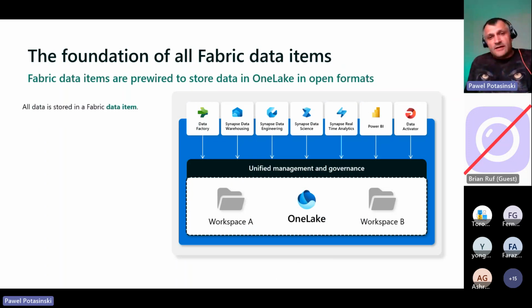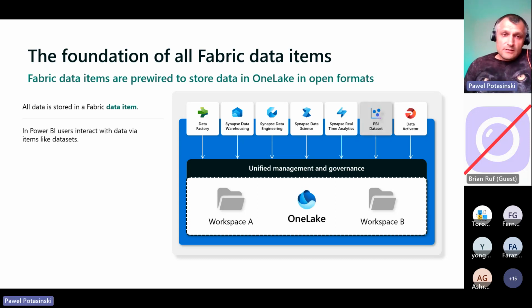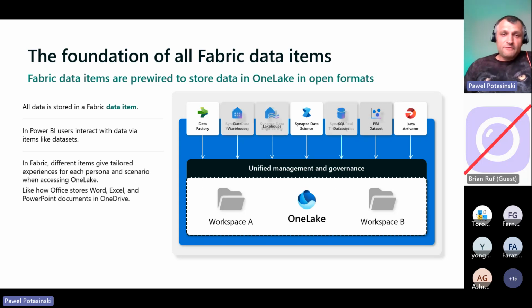In OneLake, all data comes as a part of Fabric data items, and many Fabric data items are pre-wired to store data in OneLake using open file formats. What is a Fabric data item? If you use Power BI, you already are familiar with one of them, its Power BI dataset. So Fabric brings several new data items, with tailored experiences for different personas.